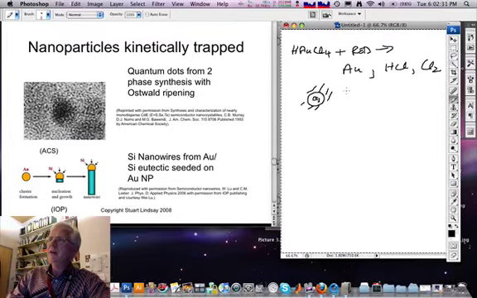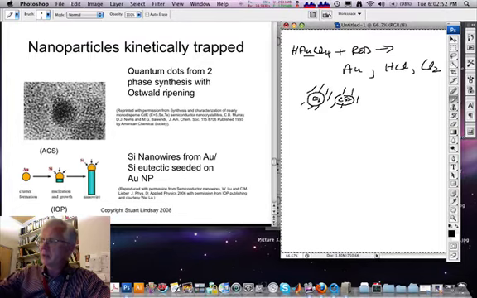Now, the gold nanoparticles will enter the CS2 phase, but once they enter the CS2 phase, so I'm showing little droplets of CS2 here, once they enter the CS2 phase, they no longer have access to gold ions to continue forming the precipitate, and so they remain as nanoparticles in the second liquid phase.